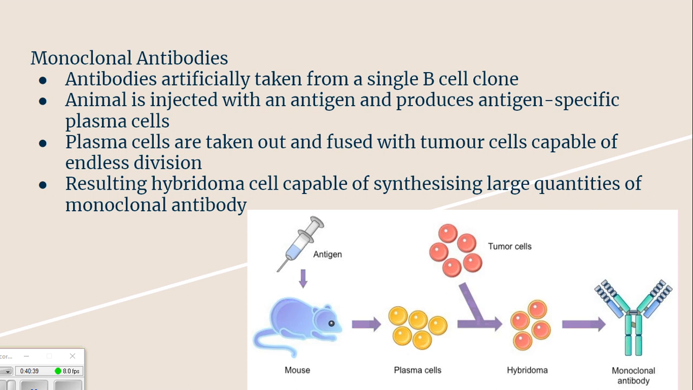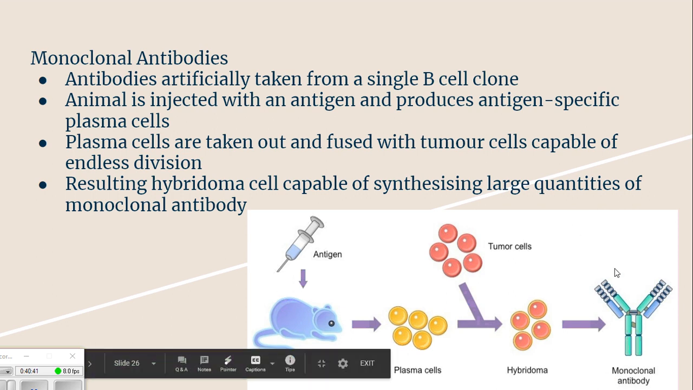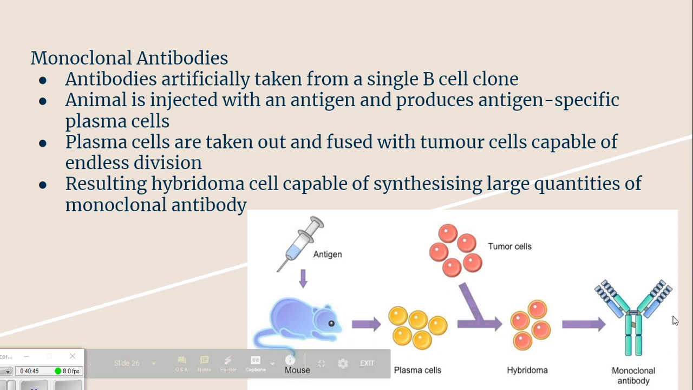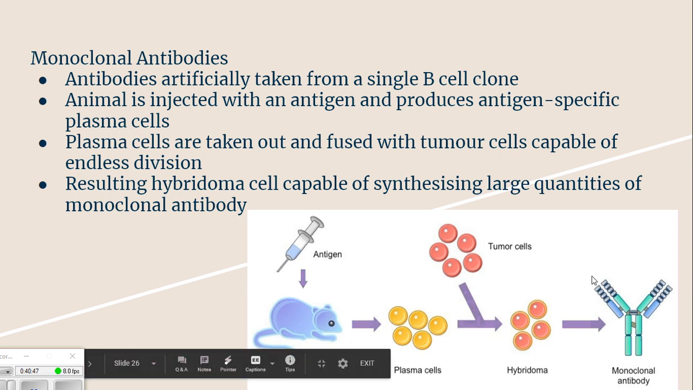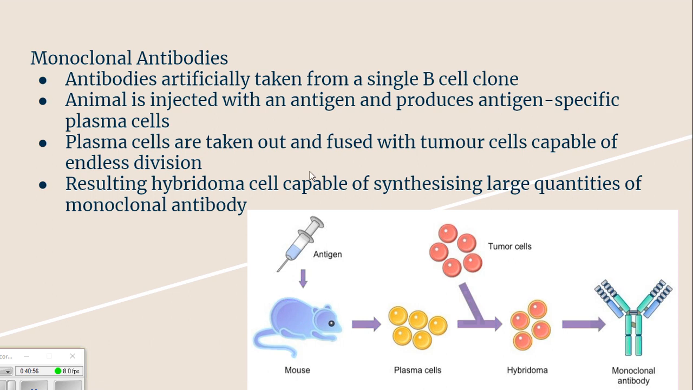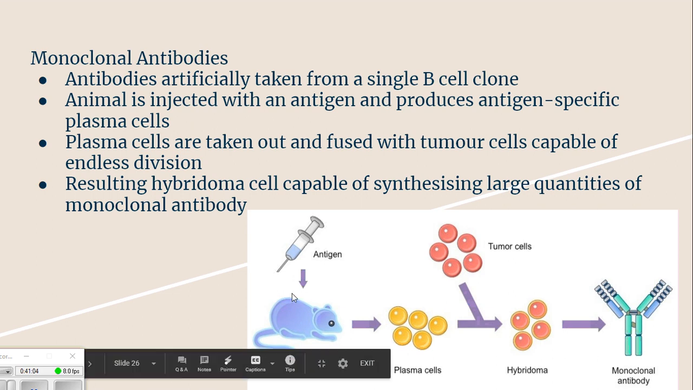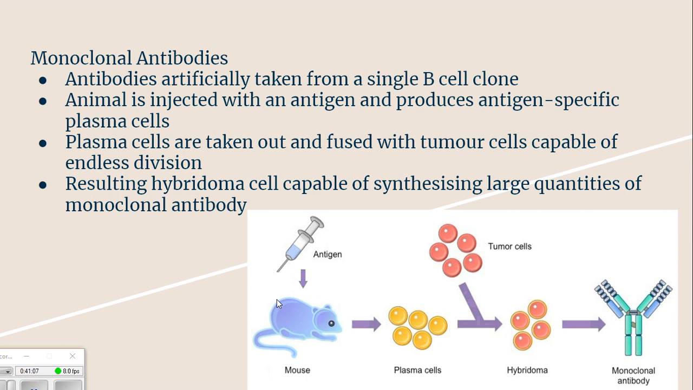So a monoclonal antibody refers to a single specific antibody, where you basically have a solution of antibody that reacts only to one type of antigen. Monoclonal antibodies are artificially taken from a single B cell clone. The way in which they're produced is that you have an animal, in this case a mouse, injected with antigen, and it produces antigen-specific plasma cells.